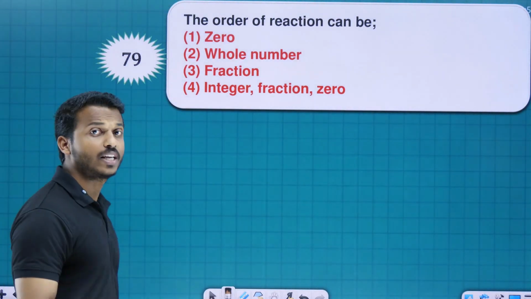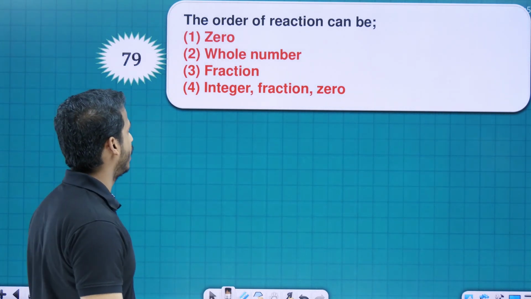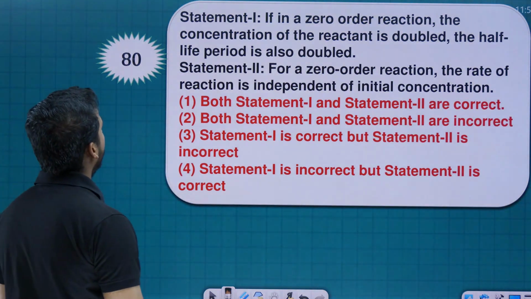The order of a reaction can be integer, fractional, or 0. Order can be 0, fractional, or a whole number.